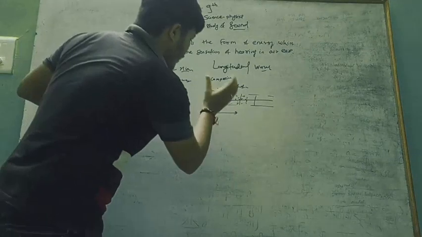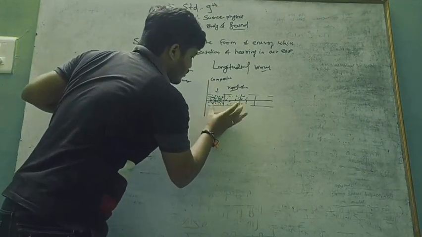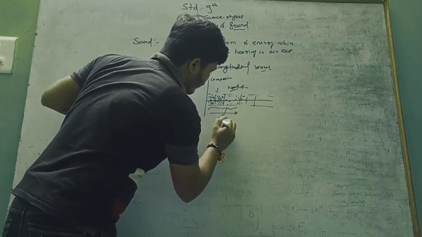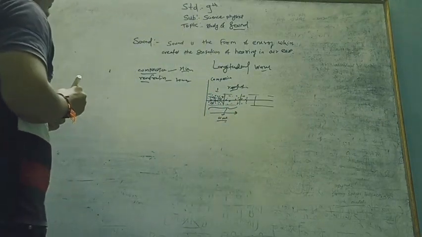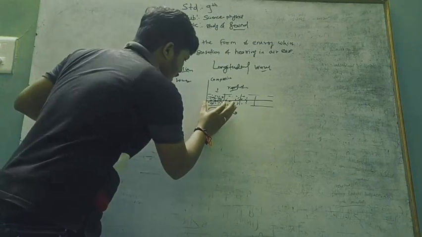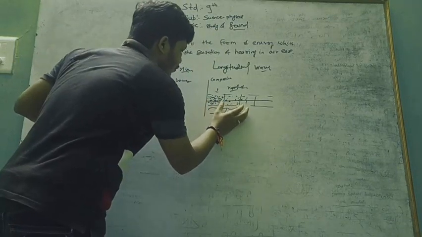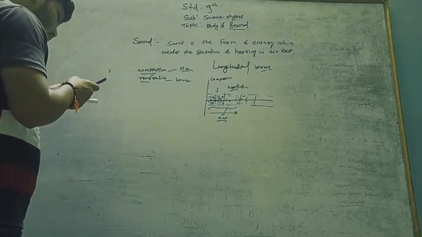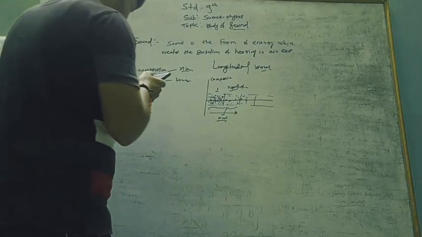Consider the compression and the rarefaction together, they form a single wave. So we can say that one part of higher density and one part of lower density together form the wave. And this is the longitudinal wave.